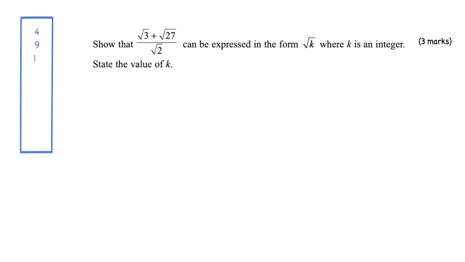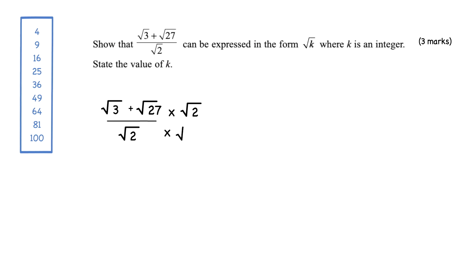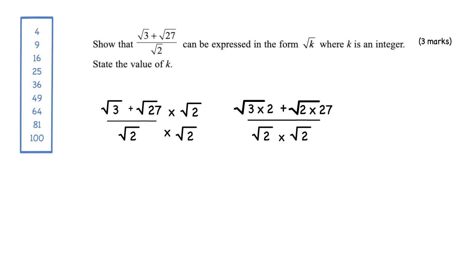For question 3, we are given surds in the form of a fraction. So the first thing that should come to mind is I need to rationalise this. To rationalise a surd, we want to times the top and the bottom by a root 2. Now on the top we have root 3 times 2 and root 27 times 2. On the bottom we have root 2 times root 2. When simplified, on the top we now have root 6, add root 54, and on the bottom we just have a 2, because a root 2 times a root 2 is the number without the root.